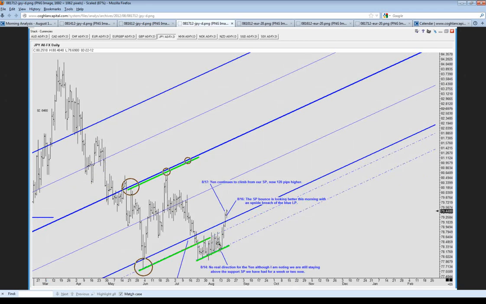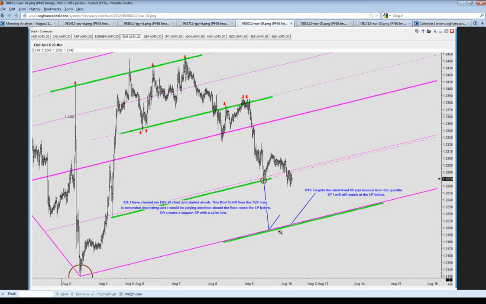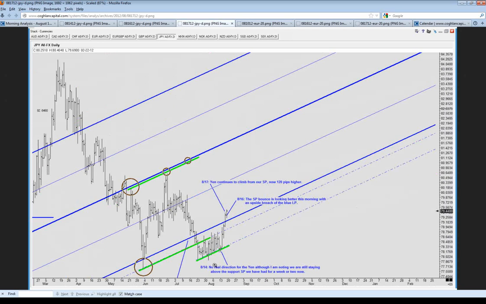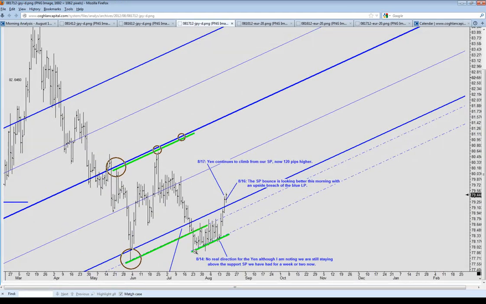So again, this is just two examples of how we're able to look for support. With the euro, in an area where I suspect very few people were looking, which is down at the lower parallel. And in the Japanese yen, something that was far more obvious, but again, it's following the slope of our fork. It's difficult to see on this particular zoom, but all of the closes are above our support line. That's the critical thing that we look for.